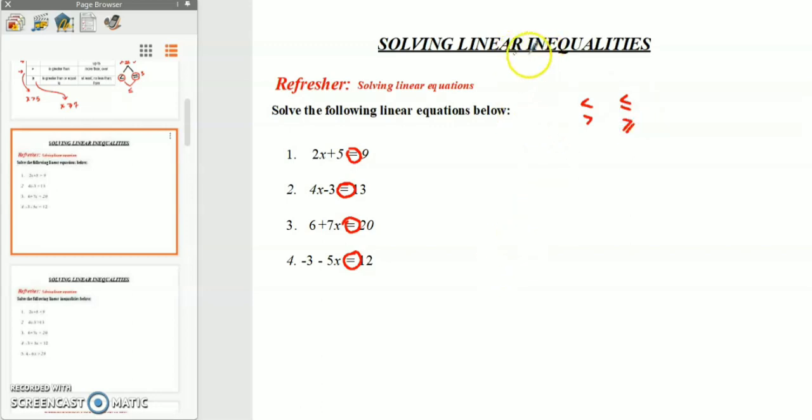So before we move into solving linear inequalities, we're going to explore, or do a little revision of, how to solve linear equations. Alright, so get rid of this and those, and we are ready. So let's look at number 1. That says 2x plus 5 equals 9.